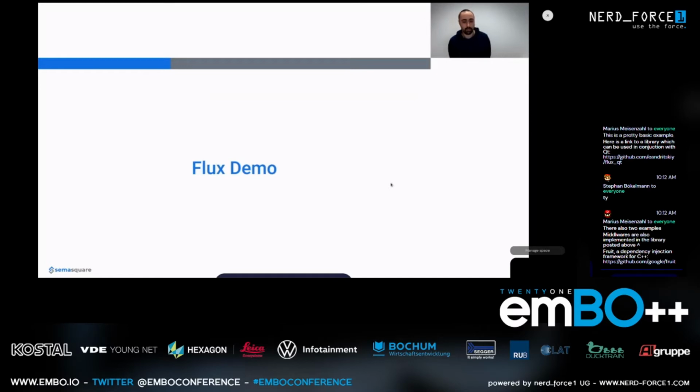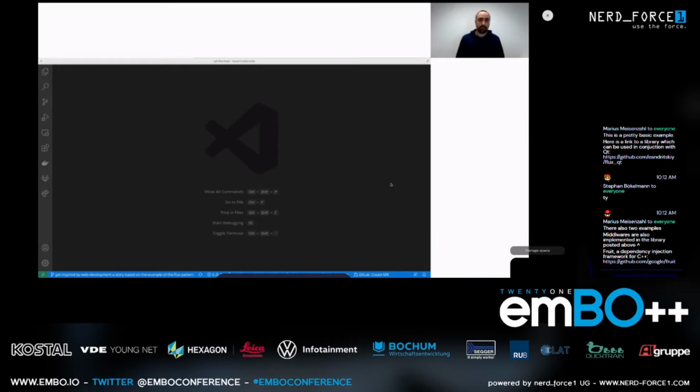Okay, using our onboarding project for new developers as an example, I would like to show you how Flux works in combination with the graphical user interface. We use Visual Studio Code internally as text editor at Sema Square, and we do this because its feature set can easily be extended with extensions. And we use CMake as build system. The application itself is implemented with Qt and C++.